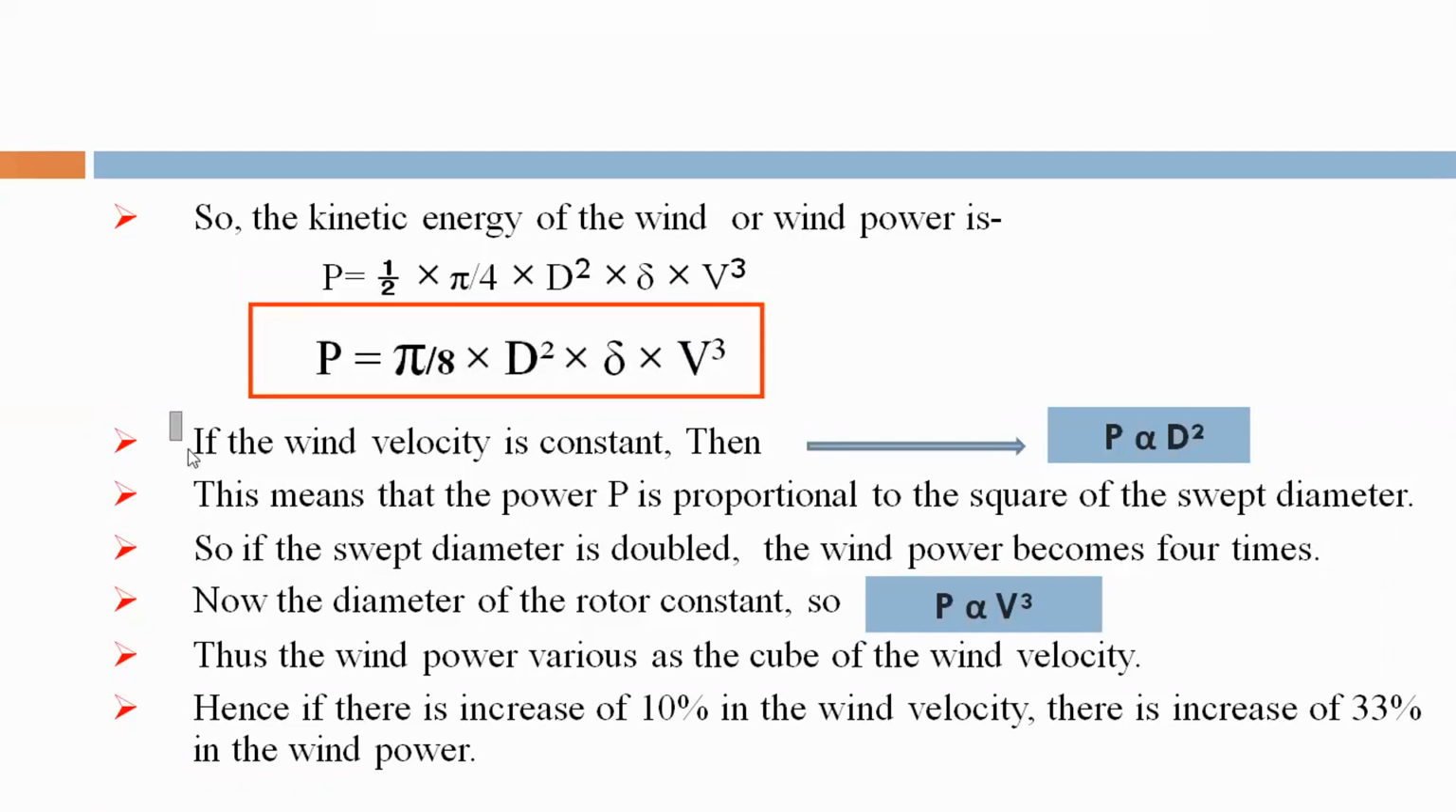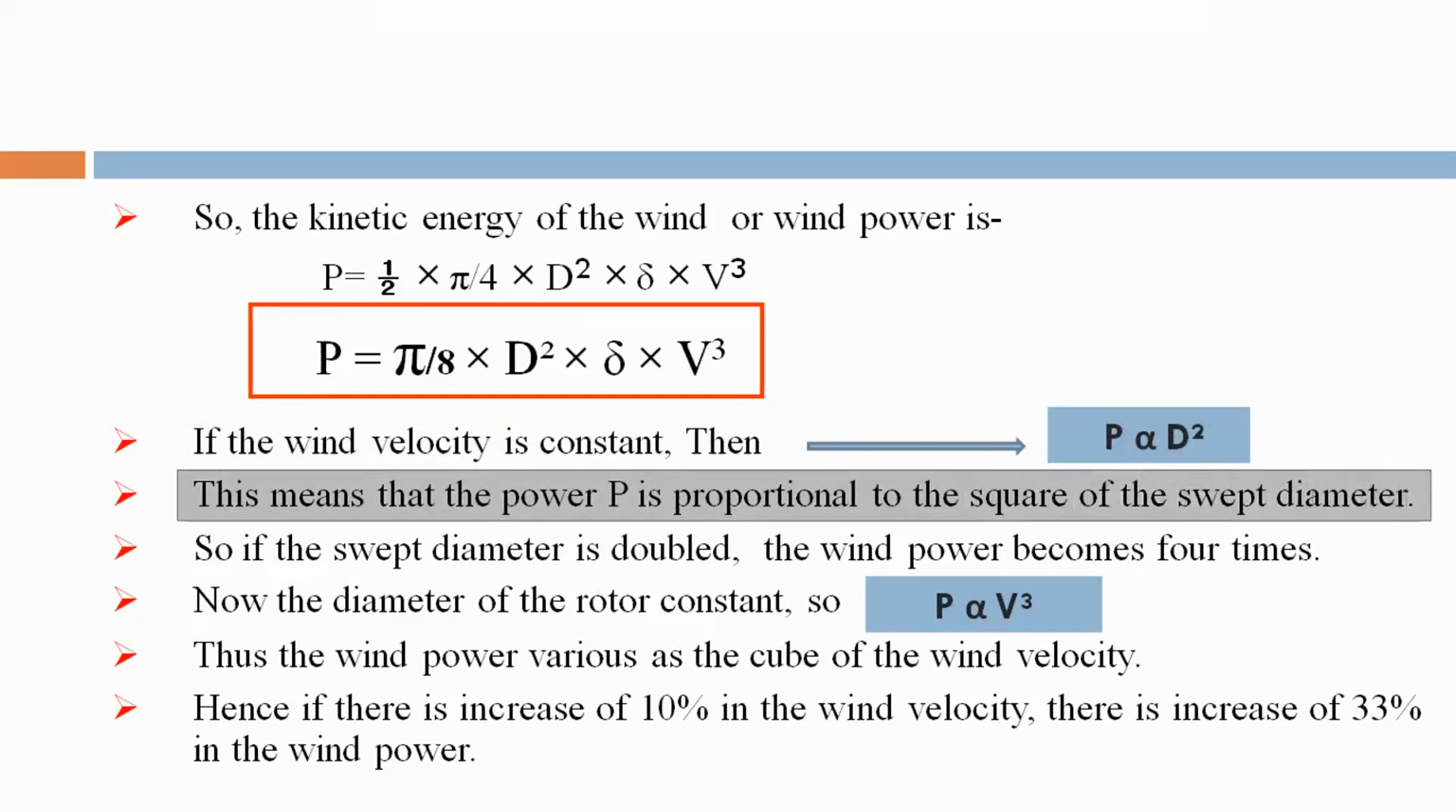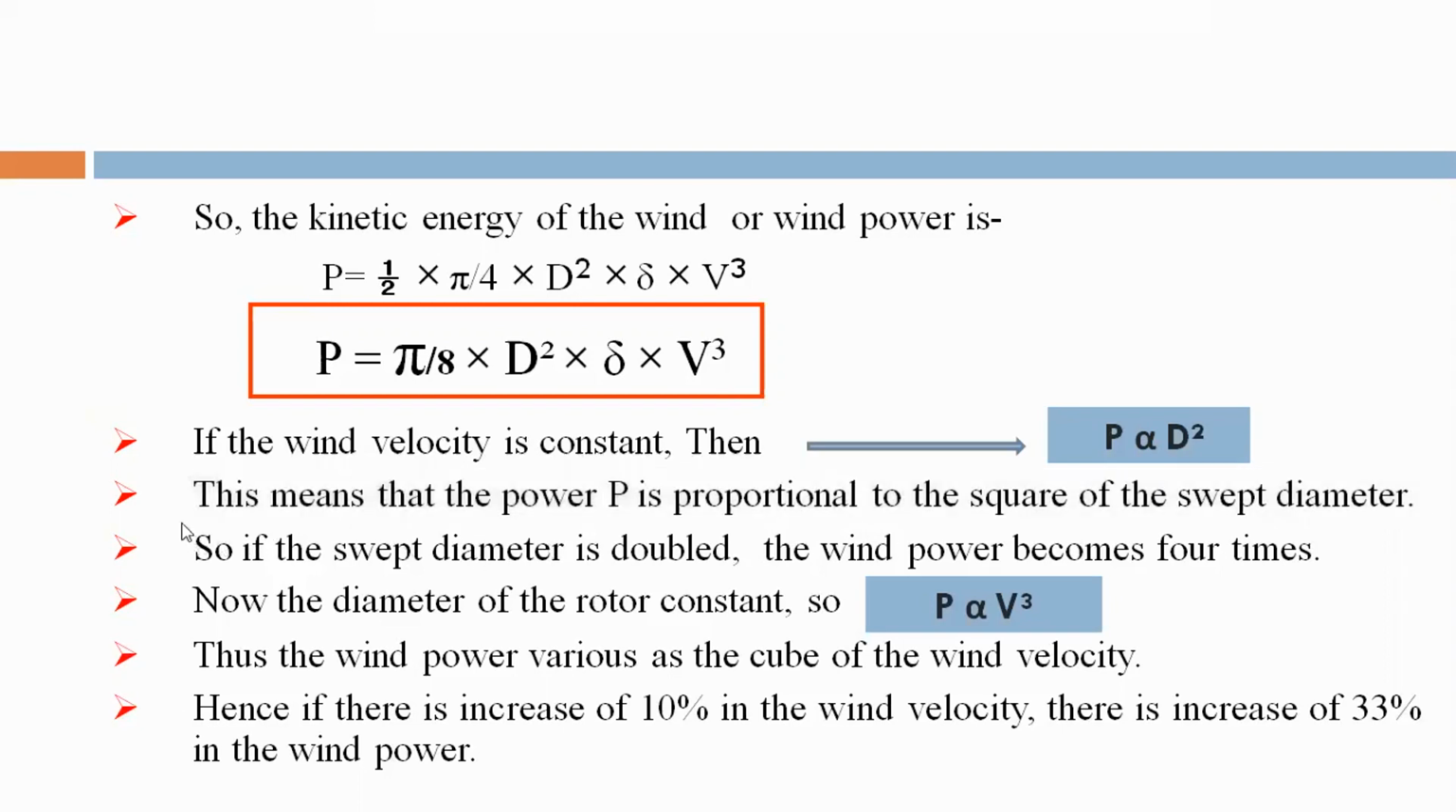If the wind velocity is constant, P is proportional to d square. This means that the power is proportional to square of the swept diameter. So if the swept diameter is doubled, the wind power becomes 4 times.